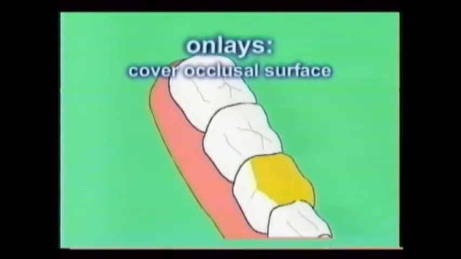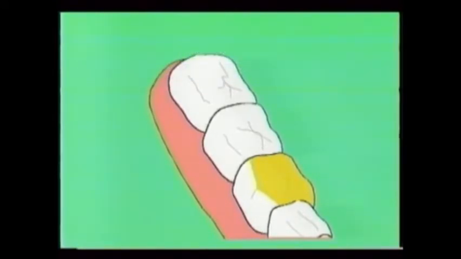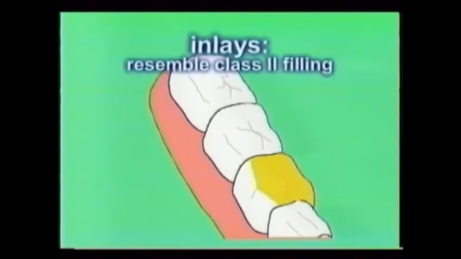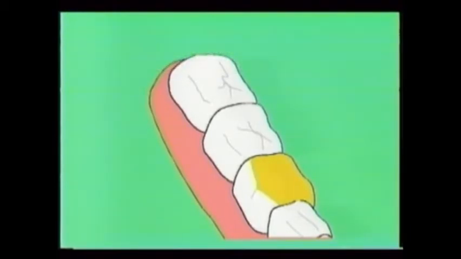Onlays that cover only the diseased or damaged portion of a tooth are best made of gold, although porcelain onlays are gaining in popularity. Inlays are fabricated of either gold or porcelain. Gold is still preferred, though, because it's strongest for its thickness, since inlays are usually quite small.